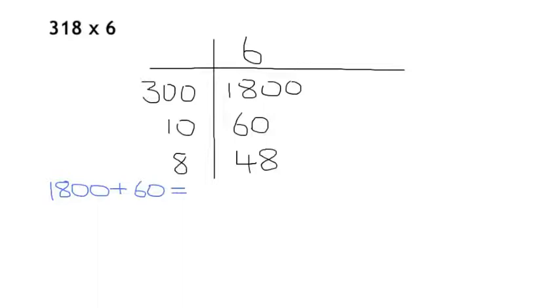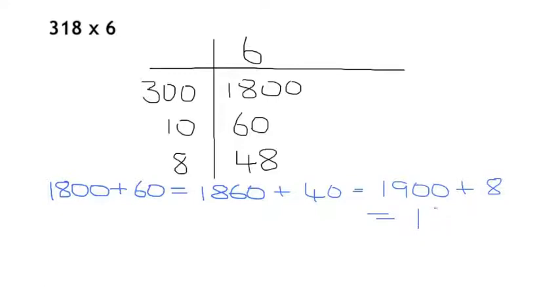1,800 plus another 60 equals 1,860. 1,860 add on 40 equals 1,900. Plus the 8 that is left gives me my final answer of 1,908. So 318 multiplied by 6 equals 1,908.